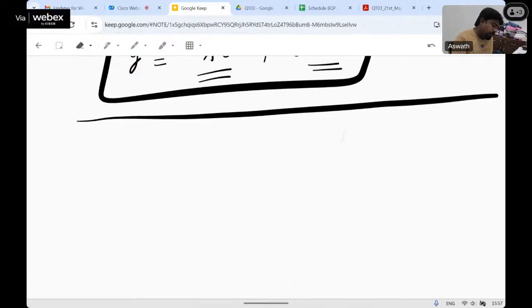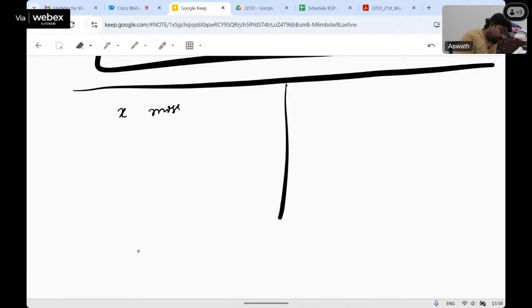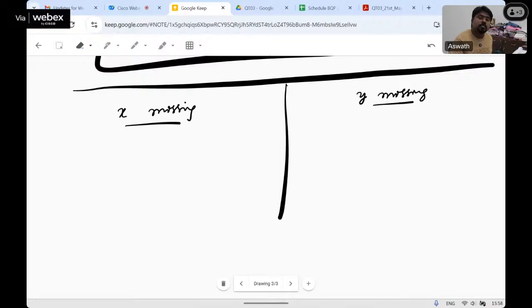Okay, so there is a question now. Let me summarize. For second order differential equations, if x is missing, there is one technique. If y is missing, there is another technique. Let me take an example and show you.